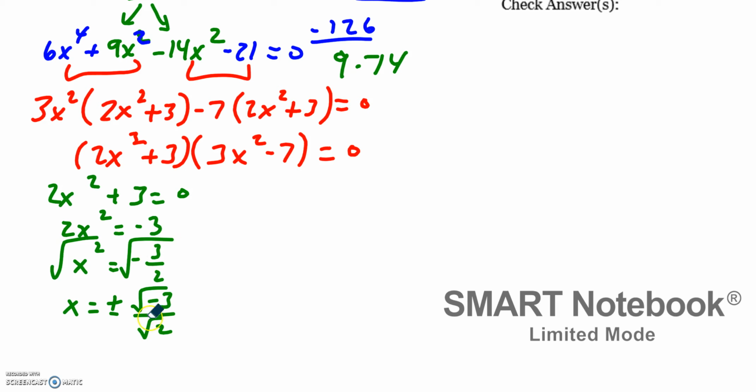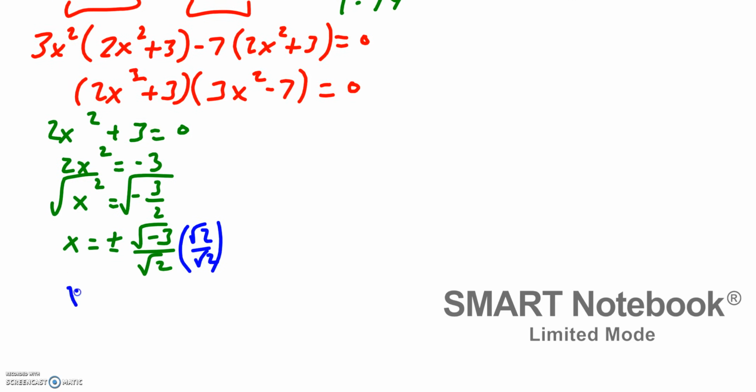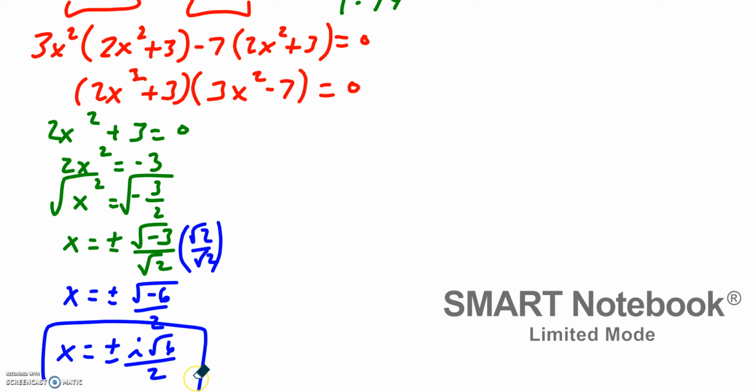I split this into two radicals because this helps me see that I need to rationalize. Even though it's imaginary, you still need to rationalize. So you multiply top and bottom by root 2. So x would equal plus or minus square root of negative 6 over 2, which is better written as plus or minus i root 6 over 2. And because those answers are imaginary, we're not going to have you check them for this test.